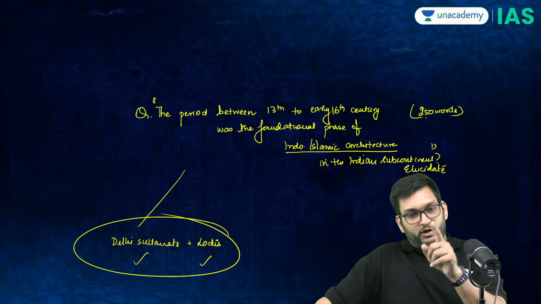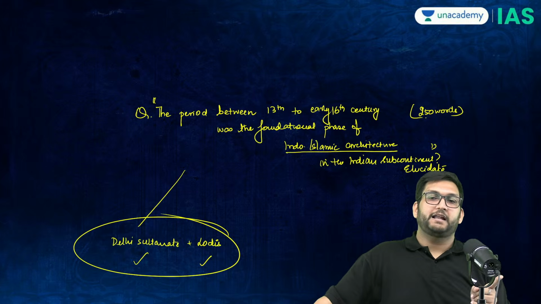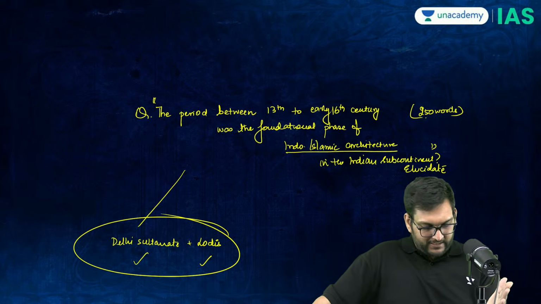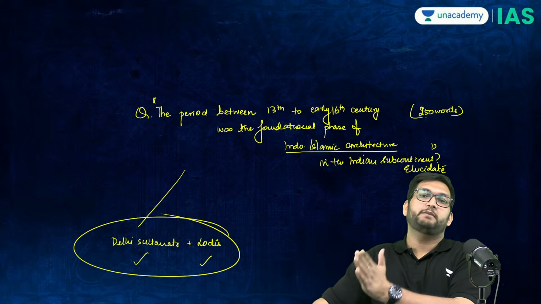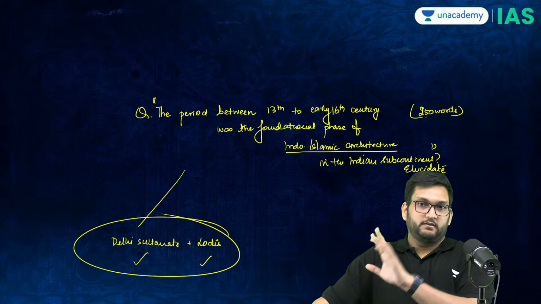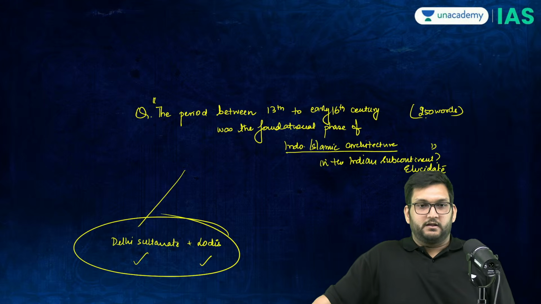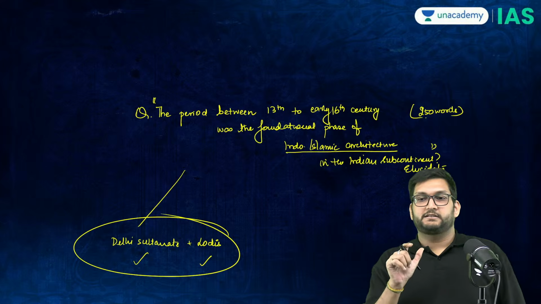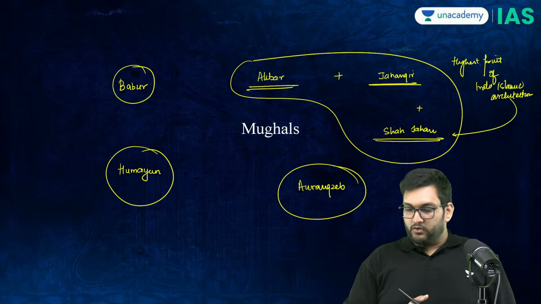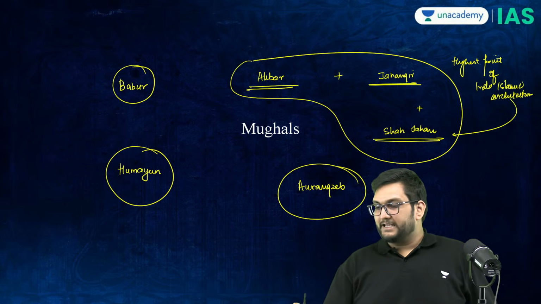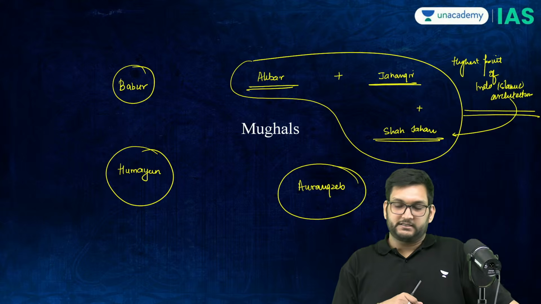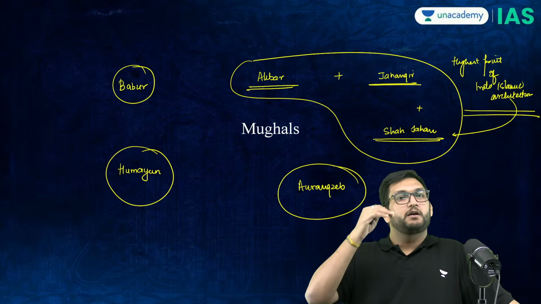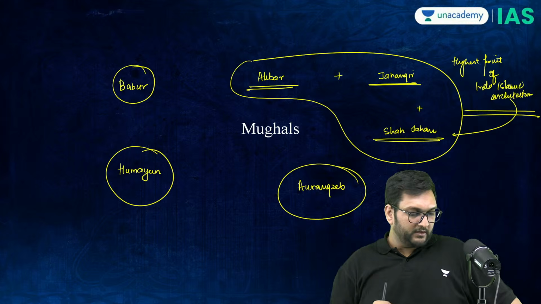So in your question itself, you're writing temple architecture. But Indo-Islamic architecture would mean the Delhi Sultanate, Lodhis, and Mughals. I hope you understand this point. Why the categorization matters, why that term matters, right? Okay. So as I was saying, the highest point of Indo-Islamic architecture is Akbar, Jahangir, Shah Jahan. They add multiple elements. We will discuss that systematically.